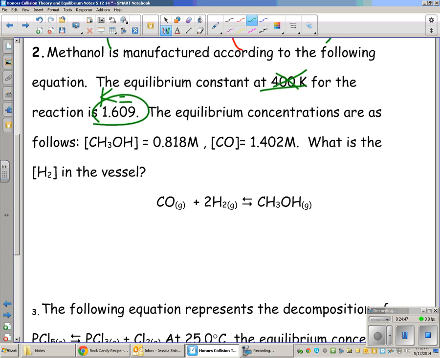The equilibrium concentrations are blah, blah, blah. What is the H2 concentration of the vessel? So what was the first thing I told you had to do? Write the K. Write K. So write K again for me. K is equal to?